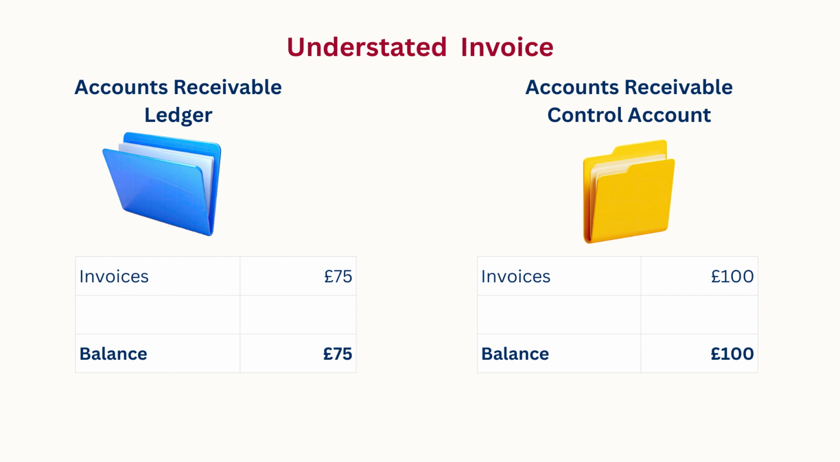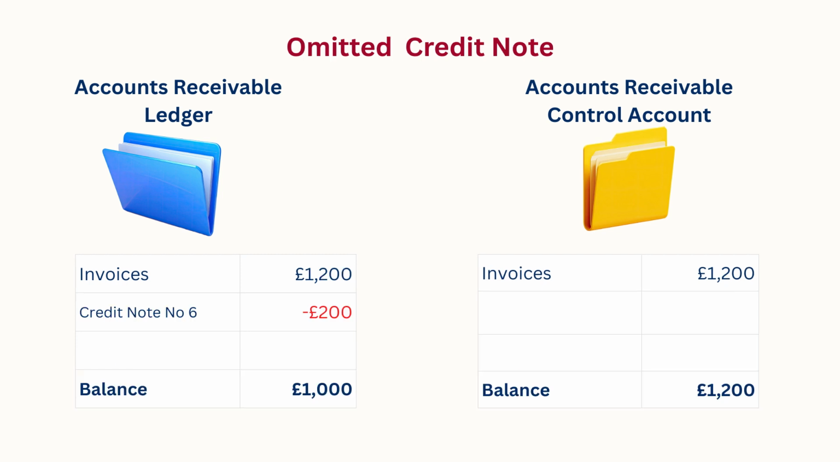Another type of error is understated invoice. In this example, we have an invoice that should have been recorded at £100, but in the Accounts Receivable Ledger, it has only been entered as £75. This means the invoice has been understated by £25 in the subsidiary ledger. The Accounts Receivable Control Account, however, shows the correct figure of £100. Because the invoice was understated in the ledger, the total ends up being lower than the control account.